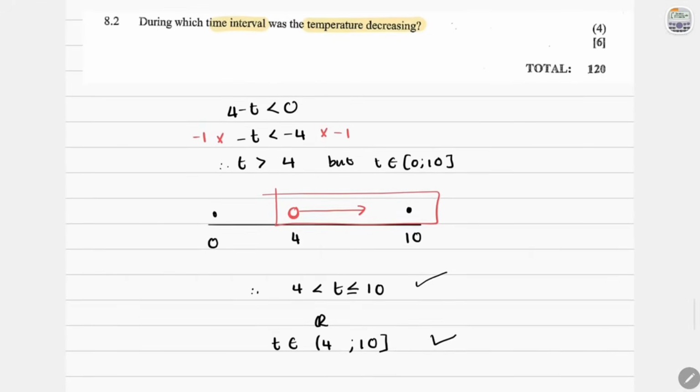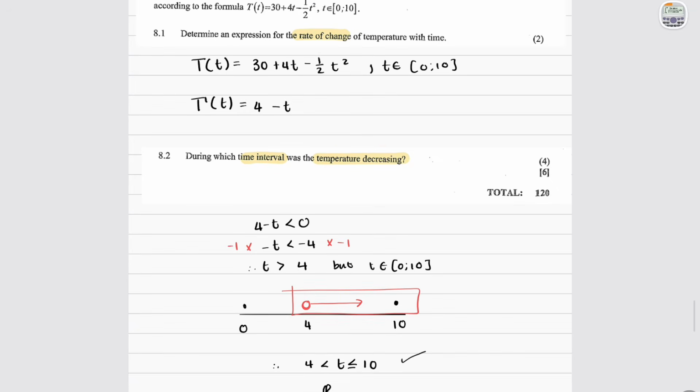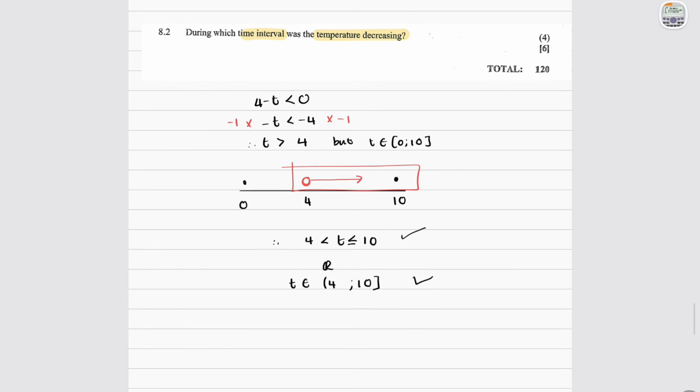Okay, and that is it for question 8. That is the last question, and that wraps it up for this paper.